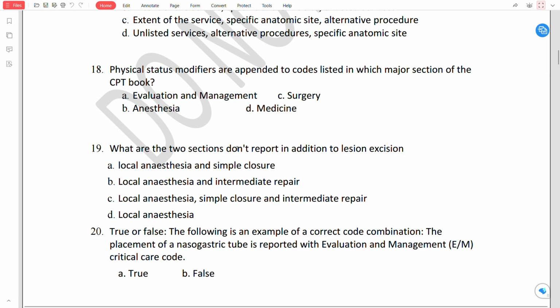19th one. What are the two services you report in addition to the excision? Local anesthesia and single closure, local anesthesia and intermediate repair, local anesthesia, single closure, intermediate repair, local anesthesia.